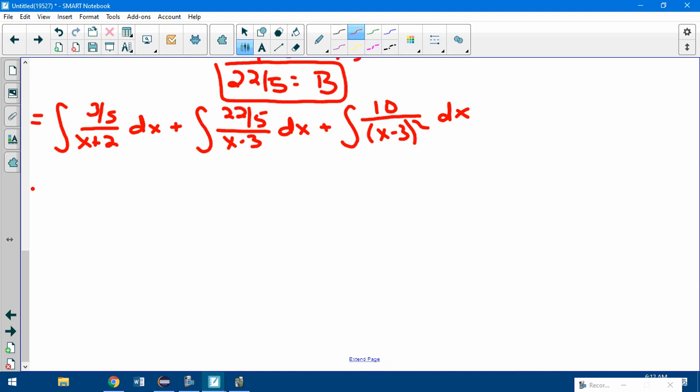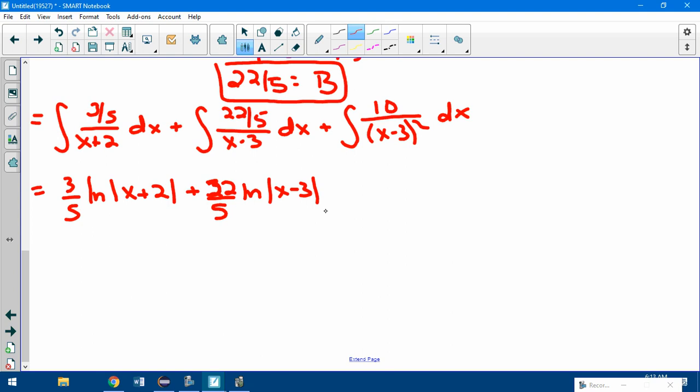Okay, so with all of these, remember the constants can get pulled out front. So this will be 3/5 times, when you have just x plus 2 in the denominator, if u was x plus 2, the derivative would just be 1, so there'd be no extra number coming out front from u sub. 1 over u is ln, so this is ln of the absolute value of x plus 2. Similarly, the second one's going to turn into 22/5 times the ln of the absolute value of x minus 3.